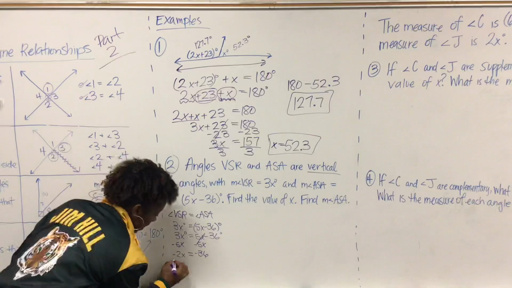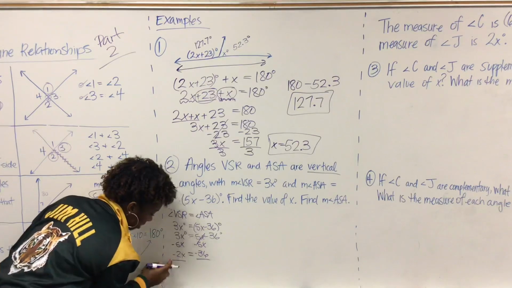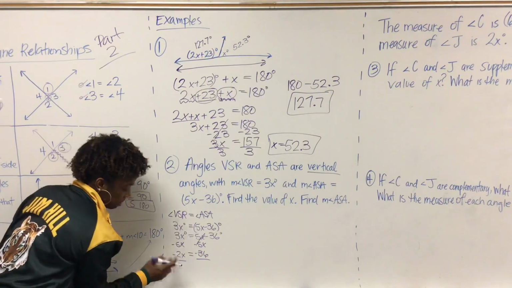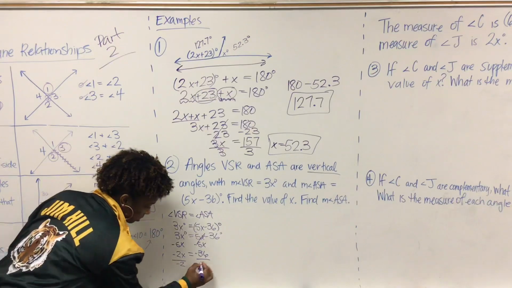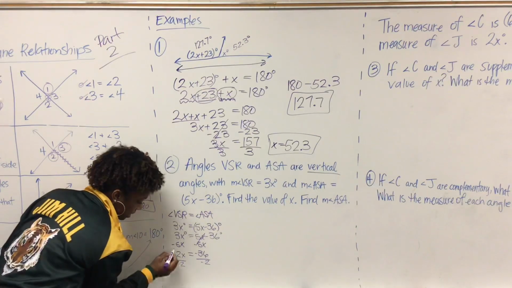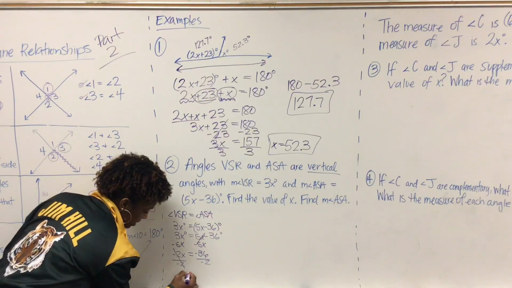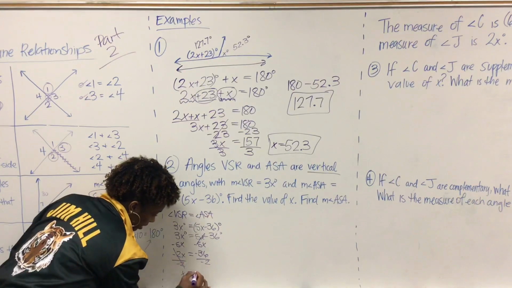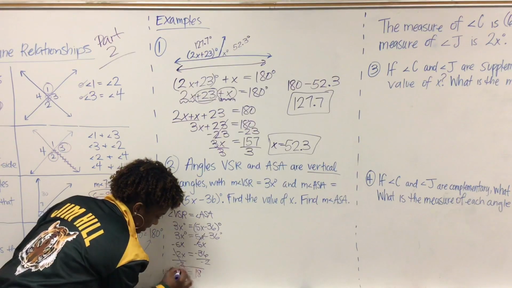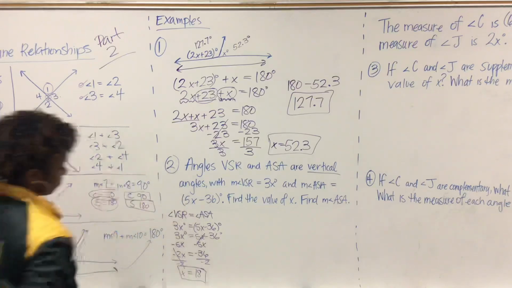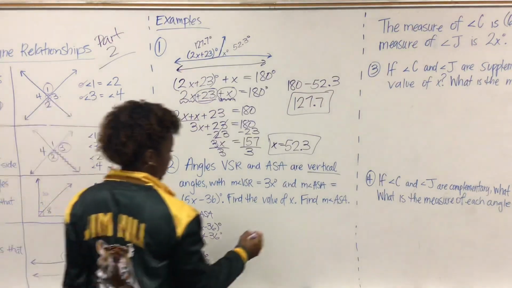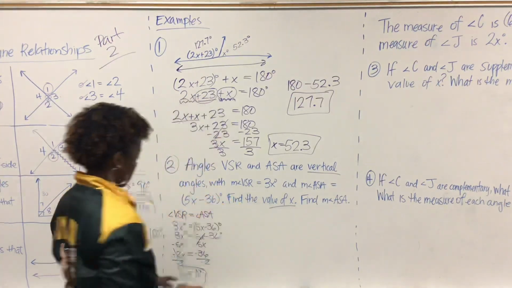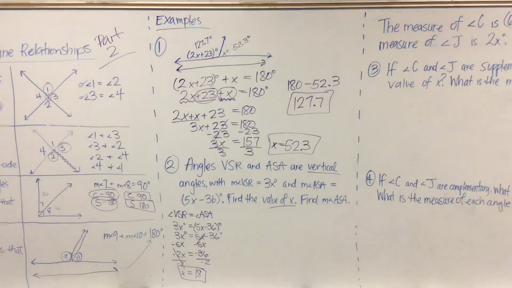Negative 2x equals negative 36. So now I'm going to divide both sides by negative 2 because x is being multiplied by negative 2. So I'm going to divide it by negative 2 on both sides of the equal sign. This cancels out. I have x equals positive 18. So I did the first thing. I had to find the value of x, that is 18. Mission complete for the first part.